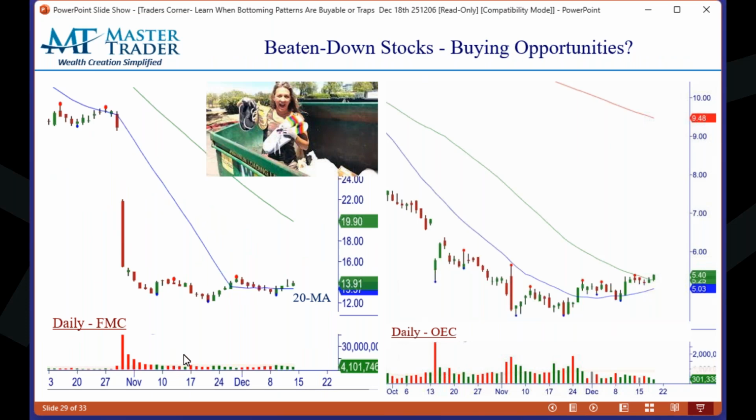Write these down. These are two on our watch list right now. OEC, I grabbed this chart an hour ago before I started. This is a bottoming pattern. 20 MA flattened out. Buy this tomorrow over the highs of all this, stop under these 3 bars. There you go, bottoming pattern.